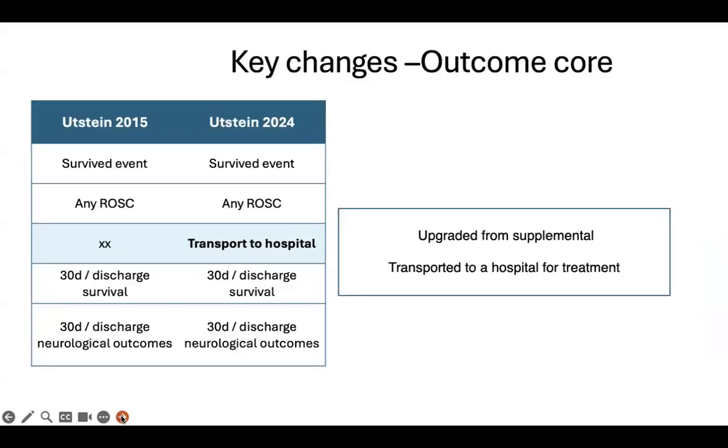If we go forward to the next slide, I think outcomes was the one section that did get an upgrade. The outcome of transport to hospital was upgraded from a supplemental to a core item, reflecting the significant resource implications and variation in practice that occurs in relation to where resuscitation is started and stopped. If we move to the next slide.